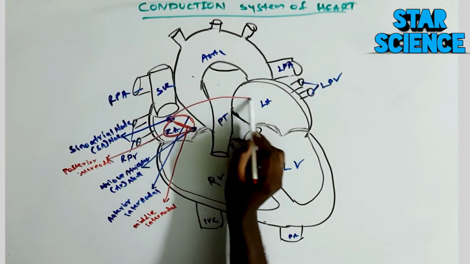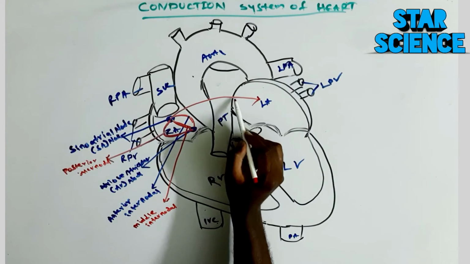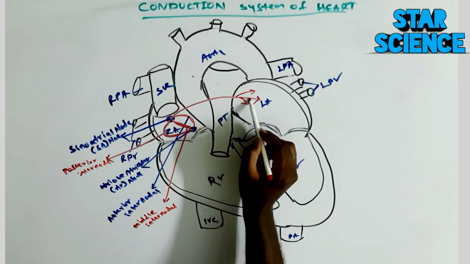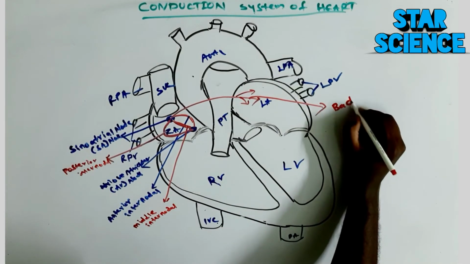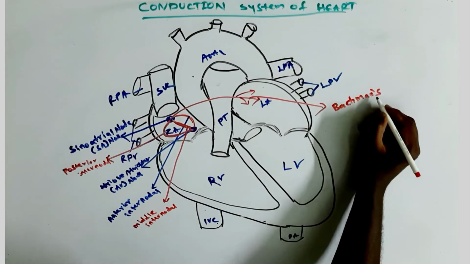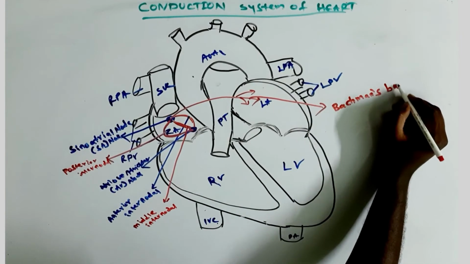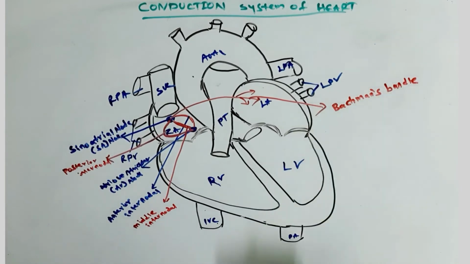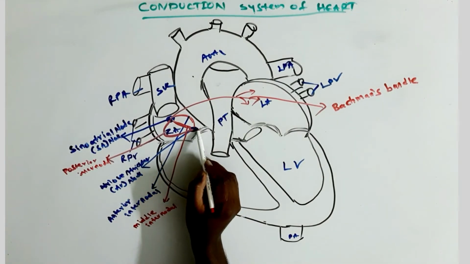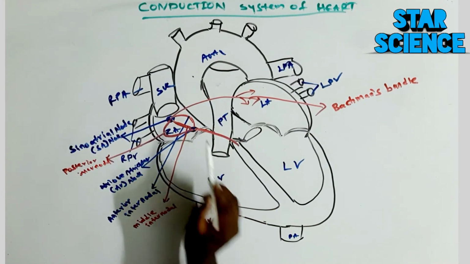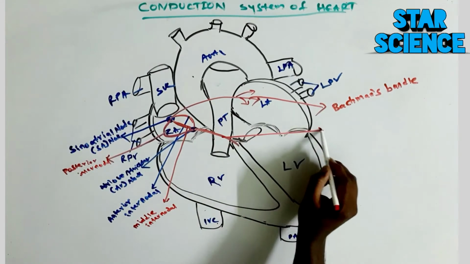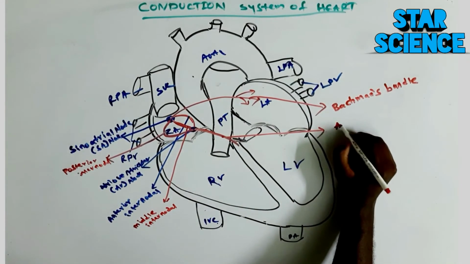Right now I'm showing you this connection, which will make the left atrium contract. This is called Bachmann's bundle. When the electrical signal of the SA node fires, it goes to the left atrium and at the same time to the right atrium. So all the blood is sent down to the ventricles, and then the AV node receives impulses from the SA node, the electrical signals.